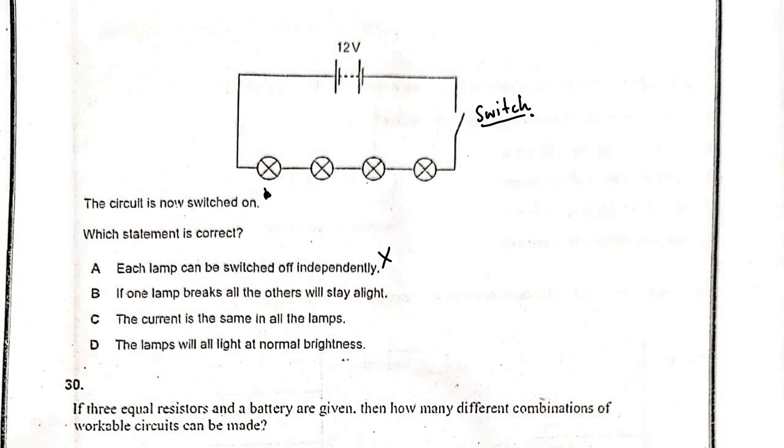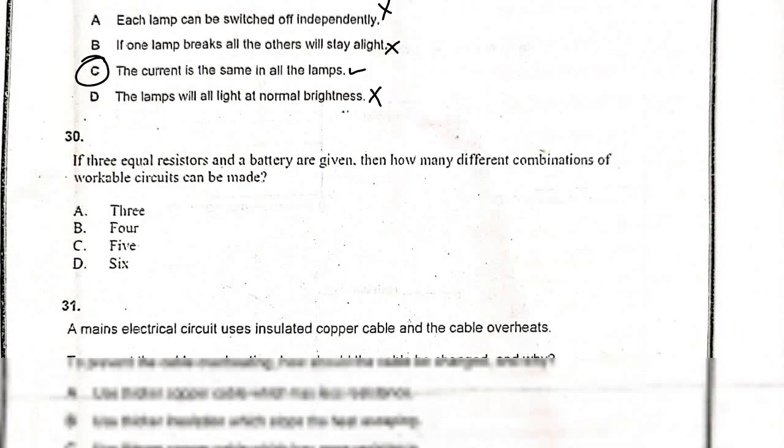If one lamp breaks, all the others will stay alight. So this is incorrect because the defective bulb will disconnect the series circuit. The current is the same in all the lamps. This is the series combination, so the current will be the same. The lamps will light at normal brightness. This is incorrect because these bulbs are made to work at 12 volts. In the series combination each bulb will have 3 volts. So the brightness of these bulbs will not be normal brightness. So the correct answer is option C.